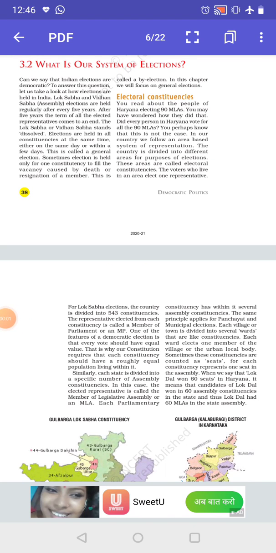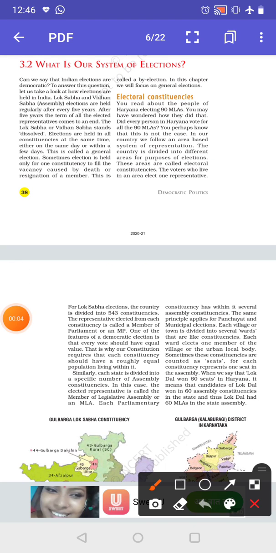Now, the next topic which we are going to take is our system of election. What system of election does our country India follow? A question is asked here: can we say that Indian elections are democratic or not? In order to answer this question, we will first have to have a look at how elections are held in India, and then only we could say whether elections are democratic or not.